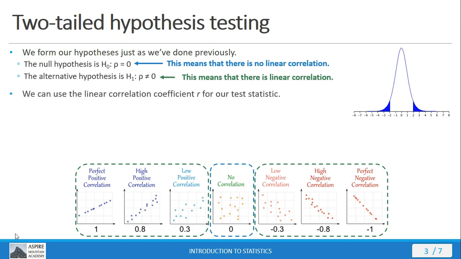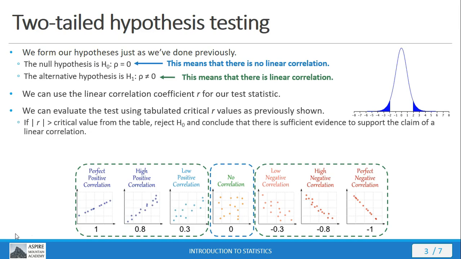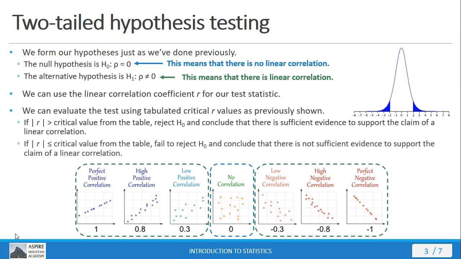So our quote-unquote test statistic is going to be our linear correlation coefficient. And then we can evaluate the test by comparing the r value we get from our data with the r value from the critical value table. And again, we've seen this from the previous mini lecture. If we clear the bar, then we conclude there is sufficient evidence because we rejected the null hypothesis. However, if we didn't clear the bar, we fail to reject the null hypothesis, and therefore it could be true. We say there is no linear correlation, or there's not enough evidence to support the claim of linear correlation.